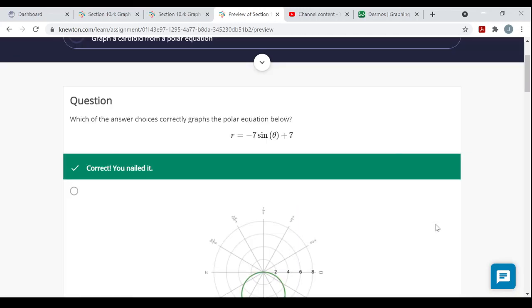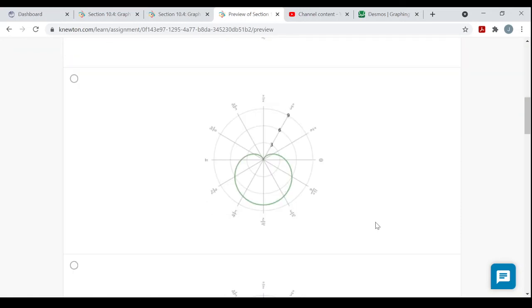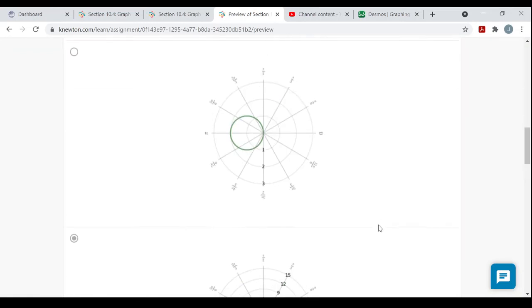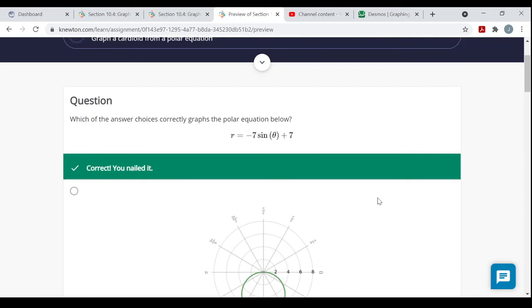And again, you could just go to the Desmos site and punch this in and look at the picture there. Just make sure you know which cardioid, because there were a couple of cardioids as options. You had to pay attention to how far away from the pole, how far away from the origin certain points were.